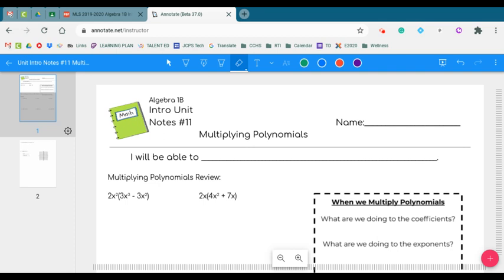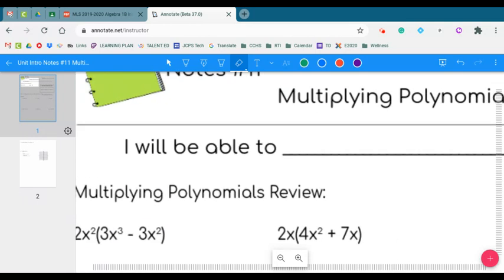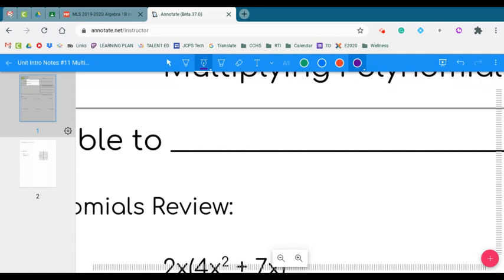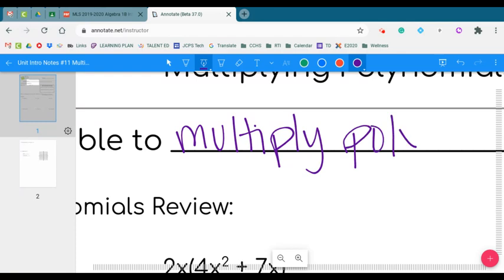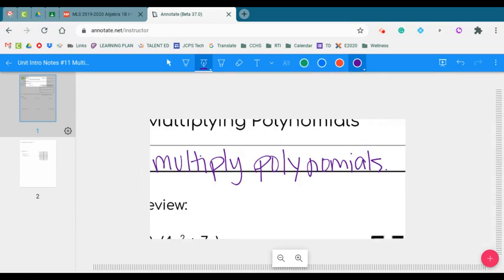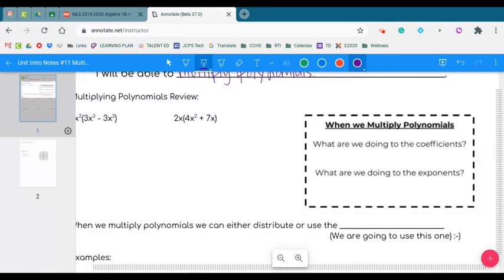Okay, today's video is going to be notes number 11, which is going to be multiplying polynomials. So this is going to be a review. By the end of the day today, you will be able to multiply our polynomials, and then we're going to be able to simplify them. So it's going to go over what we're going to do whenever we multiply polynomials.